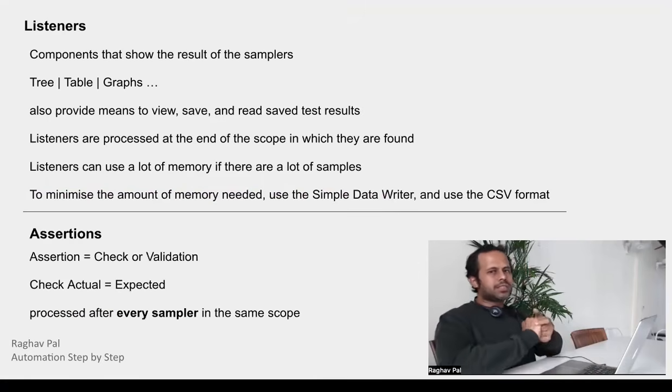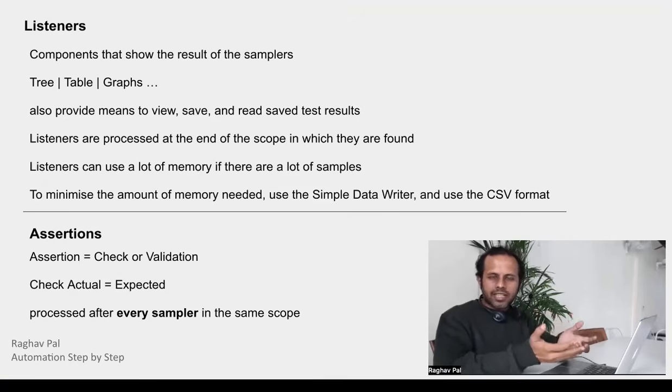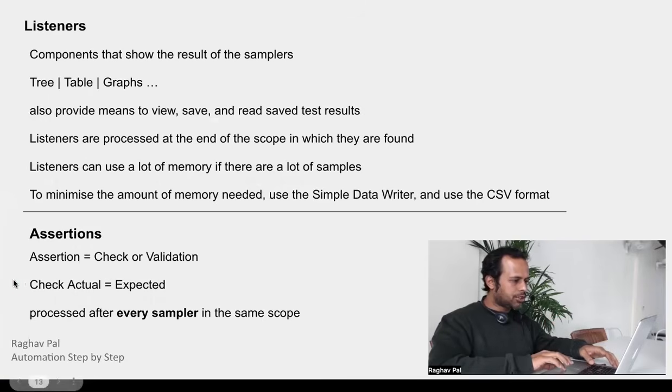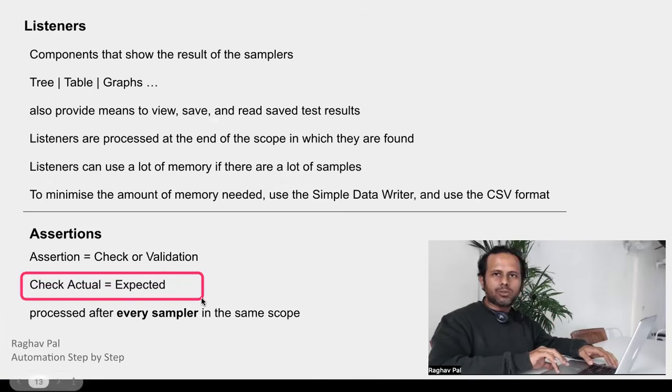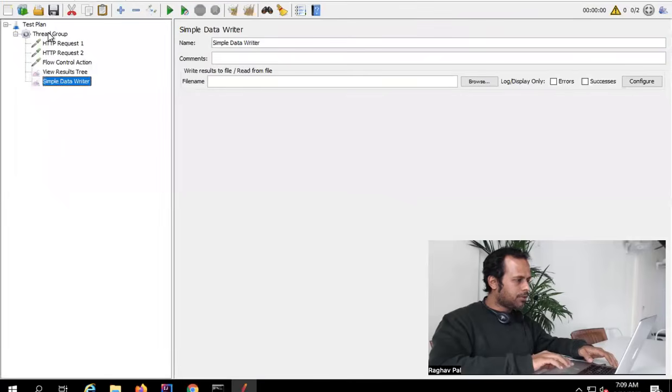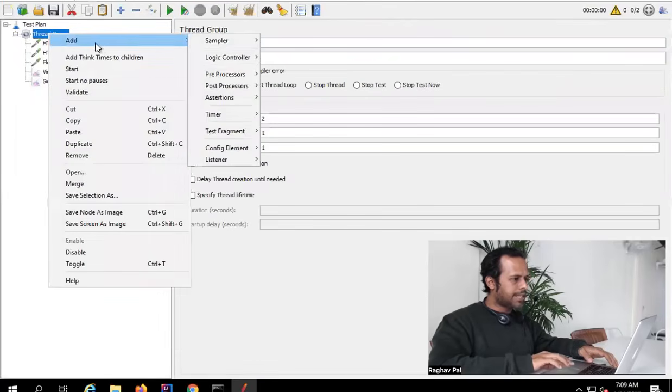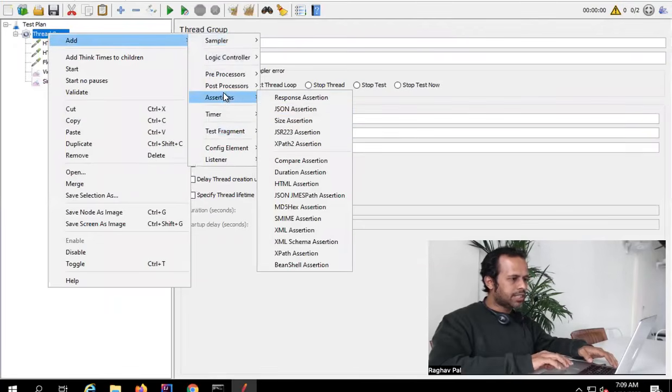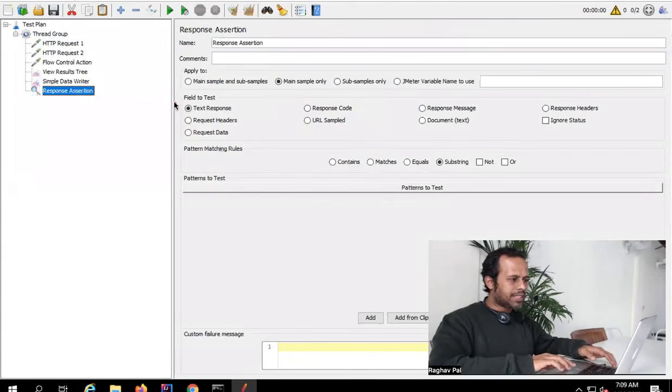Now coming to assertions. So assertions are like checks or validations that we do, and you can add assertions. So it is just to check the actual is equal to expected. And you can go to your thread group, do a right click and say add. And we have assertions here. And again, we have a lot of assertions. So you can see response assertion if you want to check something in the response, that this response should contain some particular response code or some particular text or headers and so on.